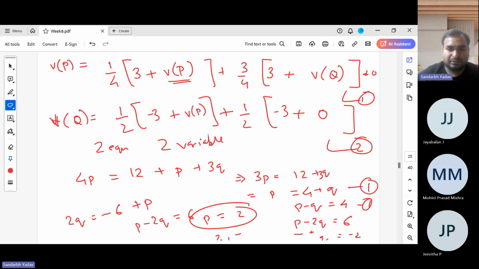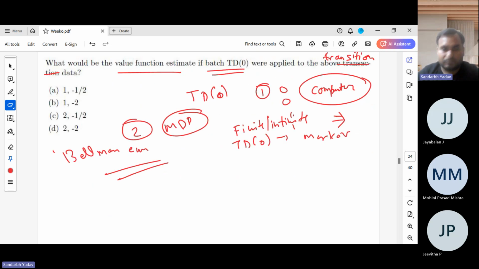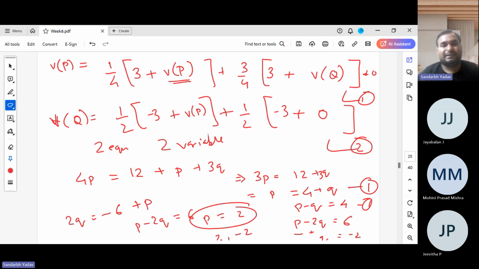So 2 comma -2. So where is the option 2 comma -2? This is the option. If you want to try, you can try this method also. You can start with some initial values of 0, 0 for both the states and keep on applying TD updates. But as a human being, it might take many iterations to converge. So we already know what it will converge to. It will converge to that Markov model, and we simply use that data to solve this. So you need to be careful with these also.